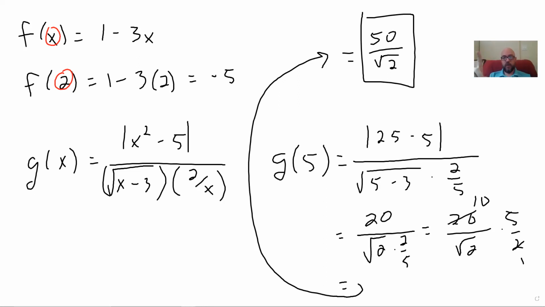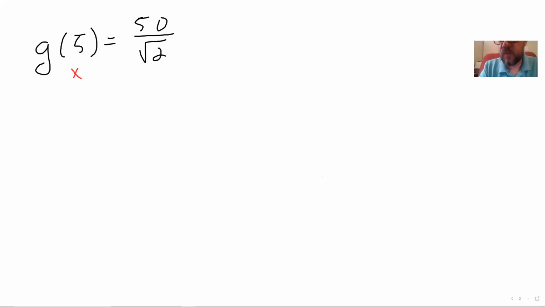Now, the thing I want to remind you is that this thing in a box is g of x. That's my y. It's pretty easy to get mixed up about what's x and what's y. The thing you come out with is y. So let me do another screen. That was g of 5. We had g of 5 is 50 over the square root of 2. So this guy right here is the x. This one is the y.